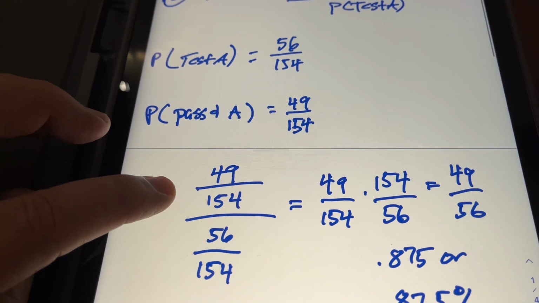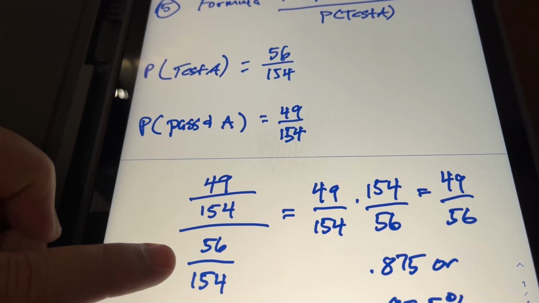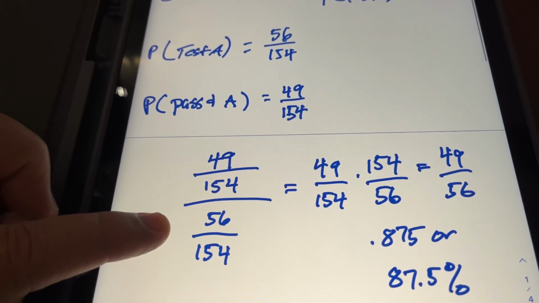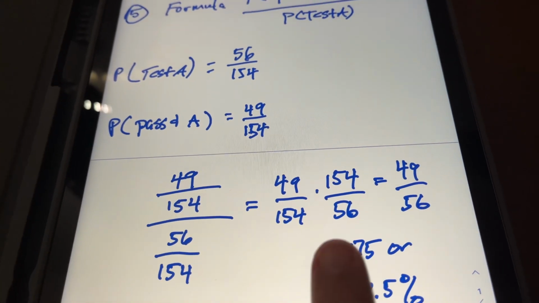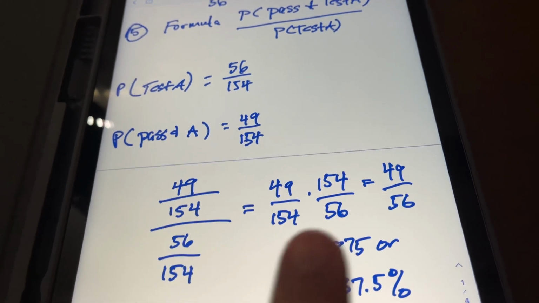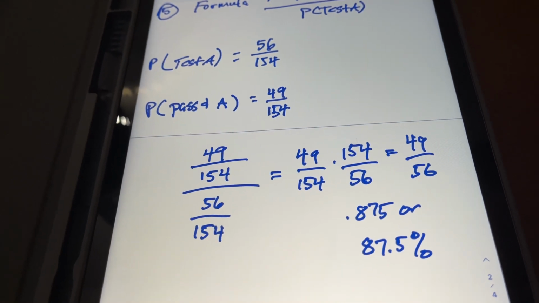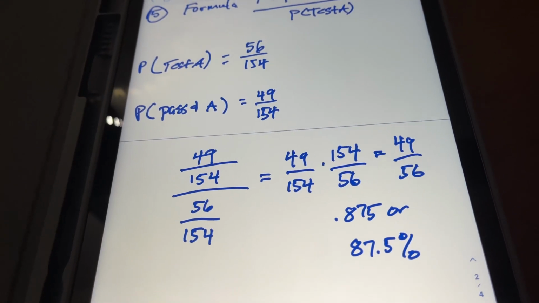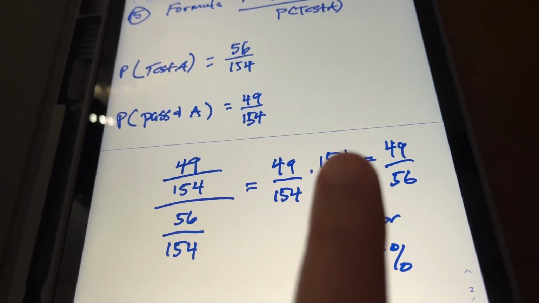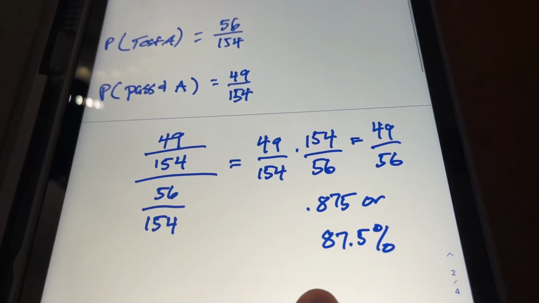49 over 154, the number of people who passed and took test A, divided by the probability that somebody took test A. When you divide those, you multiply by the reciprocal. So you write the first fraction down, and multiply by the reciprocal of 56 over 154, which is 154 over 56. And notice the 154s cancel and you just have 49 over 56, which is the same percentage.